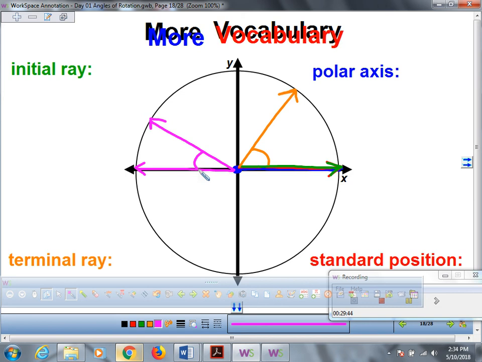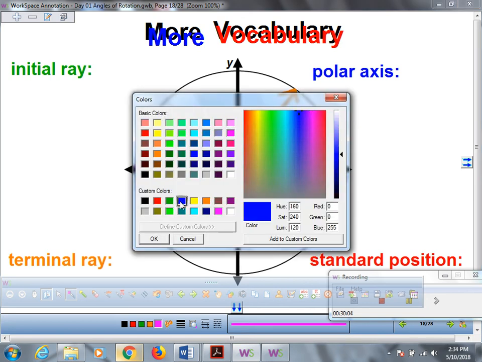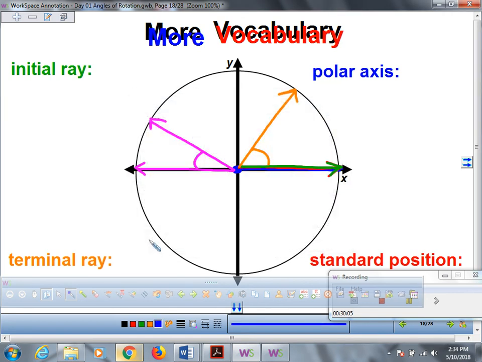Actually, there's something I need to look up. I'm guessing, now that I said that, that this whole thing is the polar axis. I could be wrong. I'm going to look that up. Because when I'm speaking of that, I would say that this angle does start on the polar axis. It's just not in standard position.